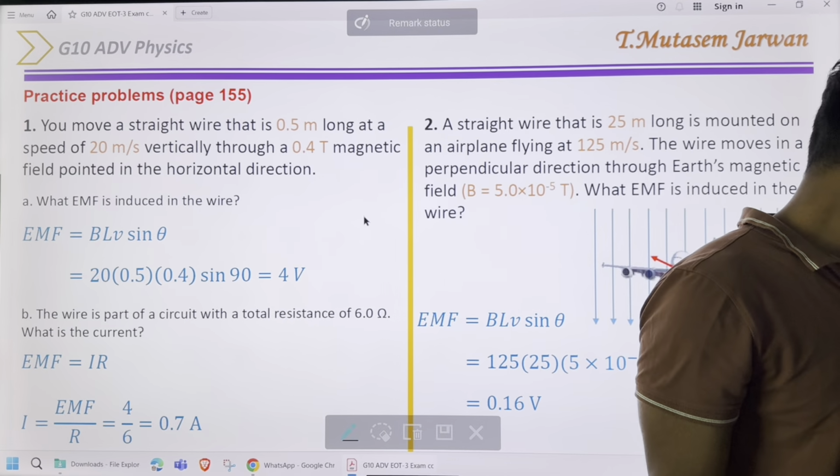So EMF is BLV sine theta. Theta is 90. EMF is 6, equal to the magnetic field, which I don't know, times length 30, velocity 2, and theta 90. So sine 90 is 1. I'm left with this. Solve for X. You will get the magnetic field.